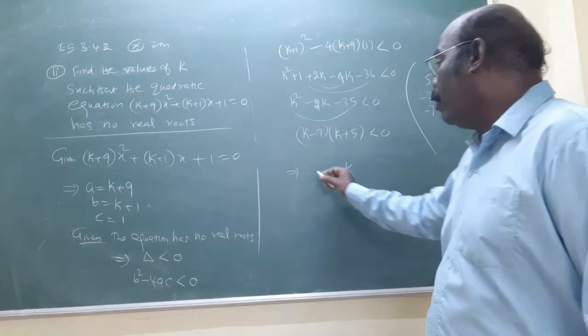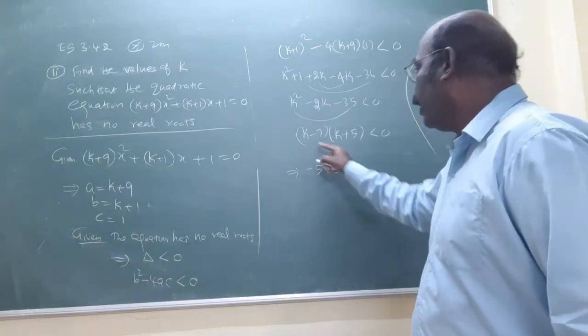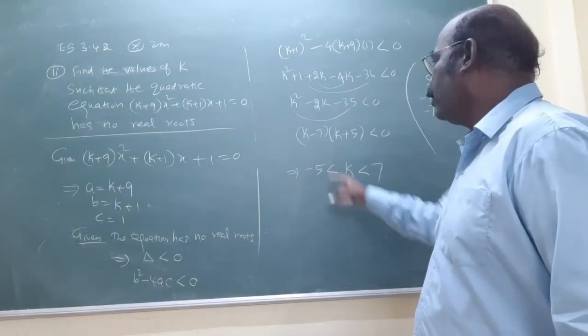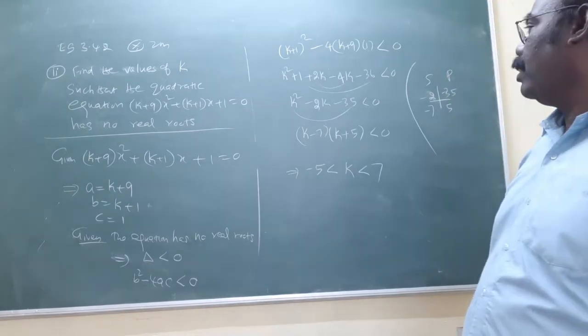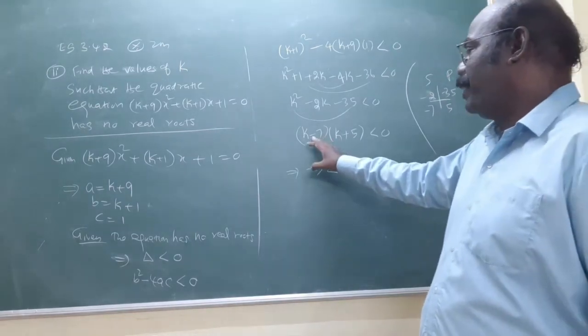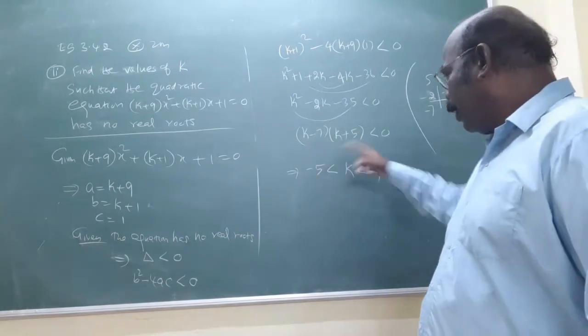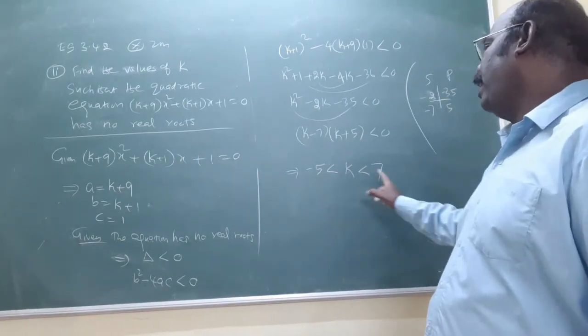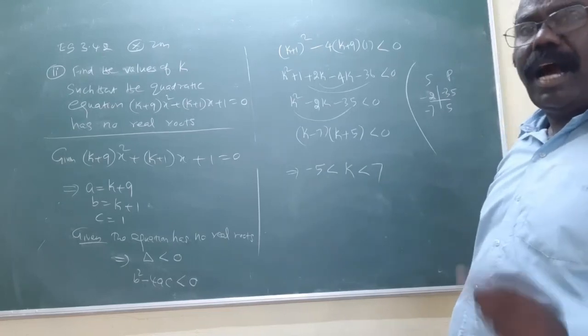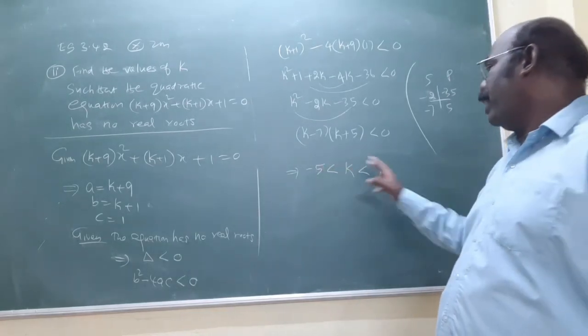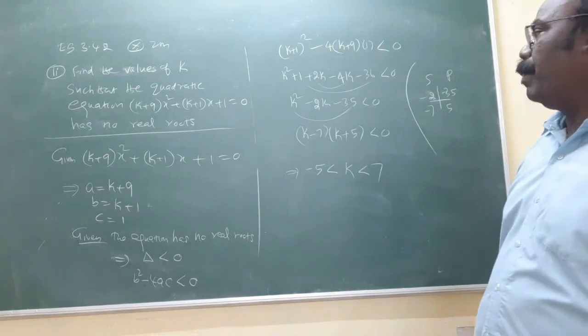What is the small number? Minus 5 less than k, less than the big number 7. Am I correct? It lies between the small number and the bigger number: minus 5 less than k less than 7. This is the answer. K lies between minus 5 and 7. That is the answer. Number 2, more question.